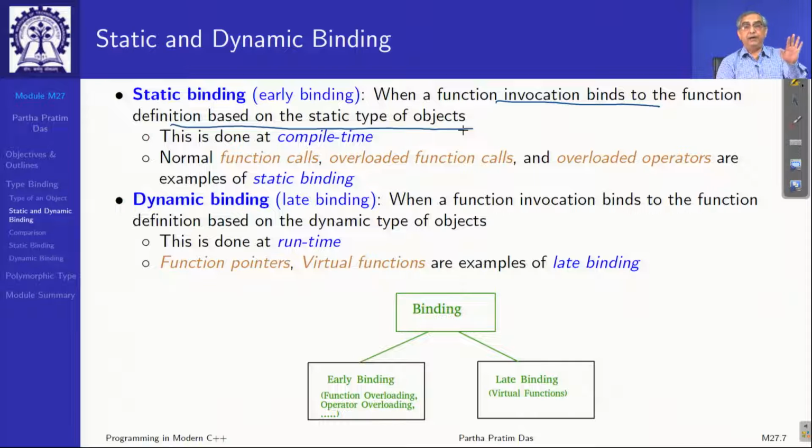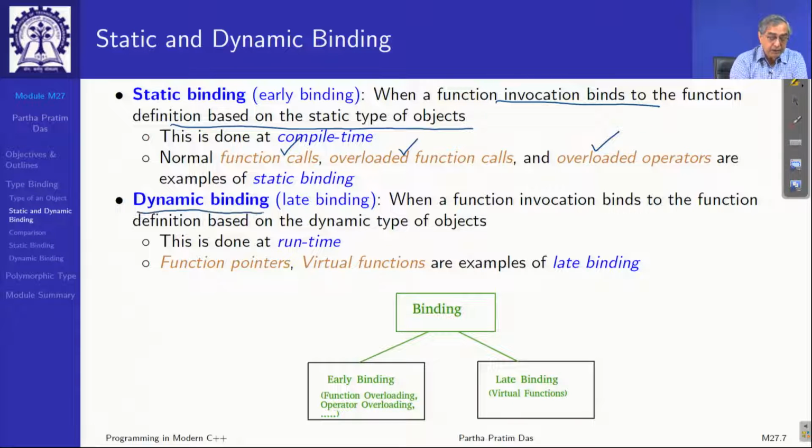So, this is all compile time. Your normal function calls, overloaded functions, overloaded operations are different examples of static binding, because the whole thing is based on the static type of the parameters and different objects involved, and the compiler knows all of them, and accordingly the compiler binds.